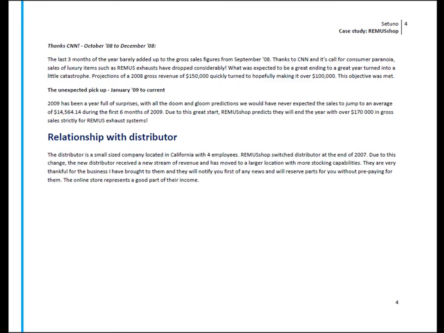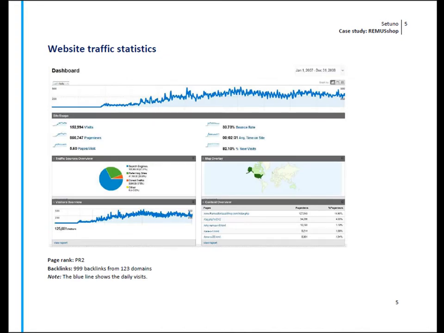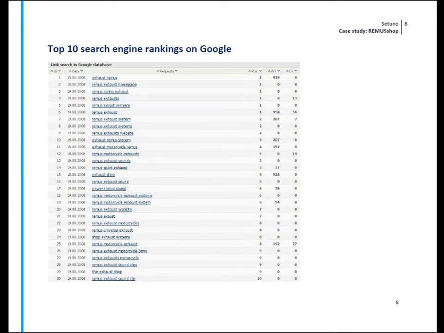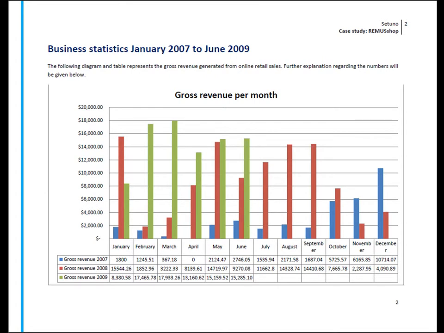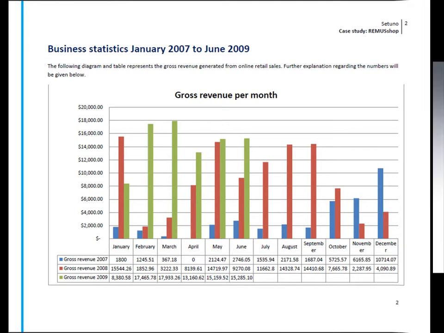This will also create an opportunity for you to start more brands the same way and eventually become a whole company. All this can be done by putting in 20 hours per week for 6 to 12 months. The Remus Exhaust Shop case study did on average $15,000 per month in 2009.